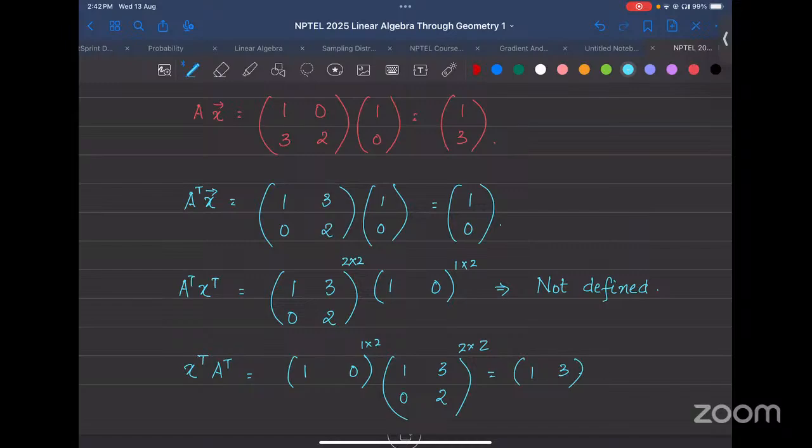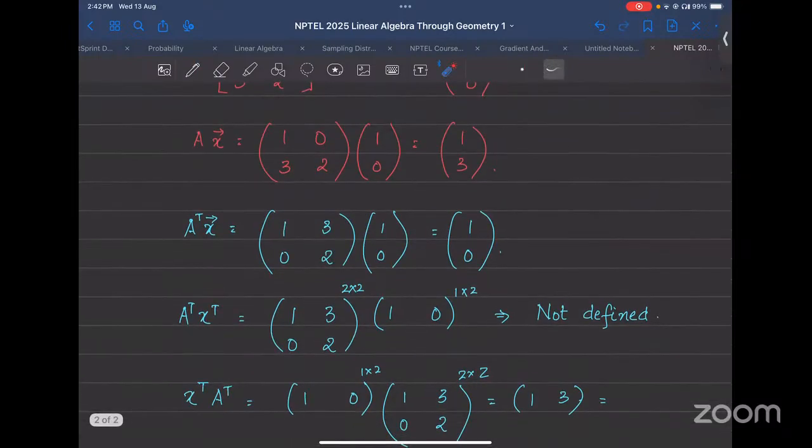So now what do we see here? If you look at AX, it was 1, 3. X transpose A transpose is 1, 3 written in a row form. It also tells us X transpose A transpose is equal to AX the whole transpose, which is the transpose of this vector 1, 3, which is this row vector. Is that clear?